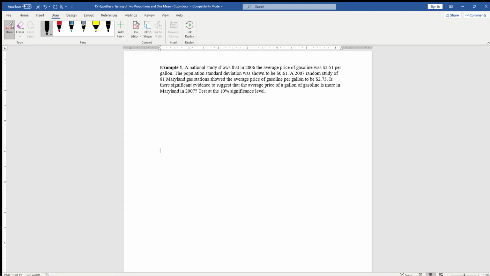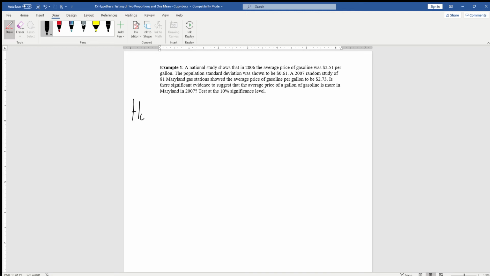So for an example, we want to see that a national study shows that in 2006 the average price of a gallon of gasoline was $2.51 per gallon. The population standard deviation was known to be 61 cents. In a 2007 random study of 81 Maryland gas stations, the average price of gasoline was $2.73. Is there evidence to suggest that the average price of a gallon of gasoline is more in Maryland in 2007? And we're going to test that at the 10% significance level.